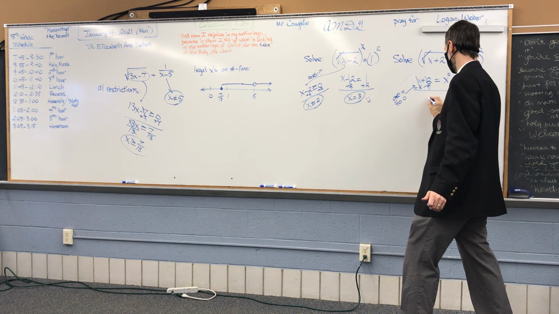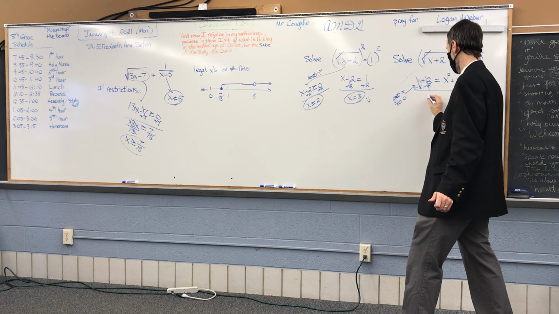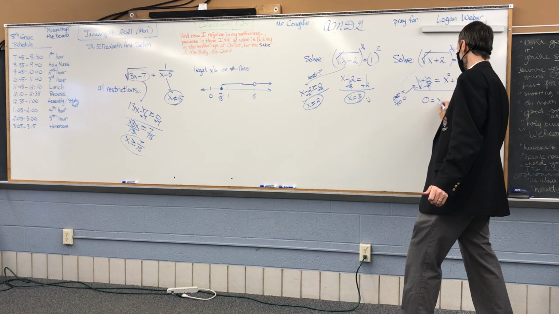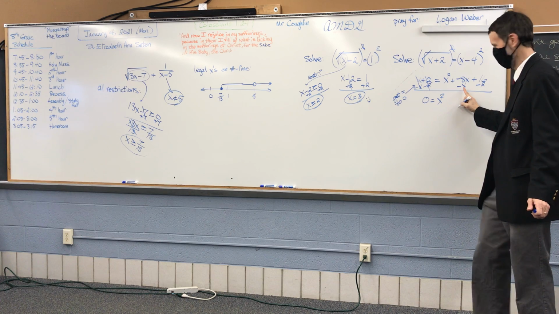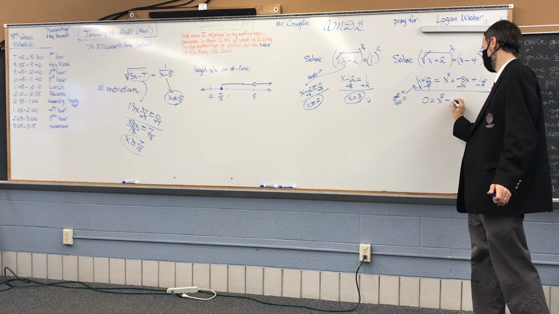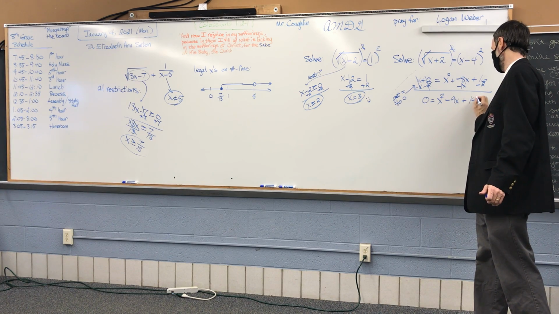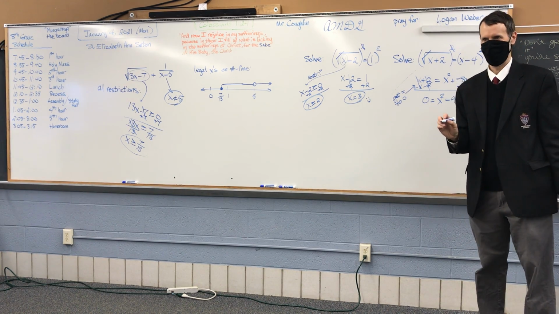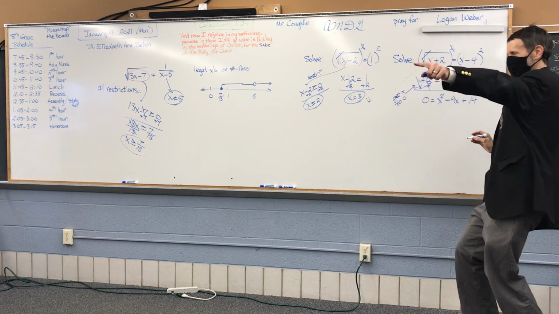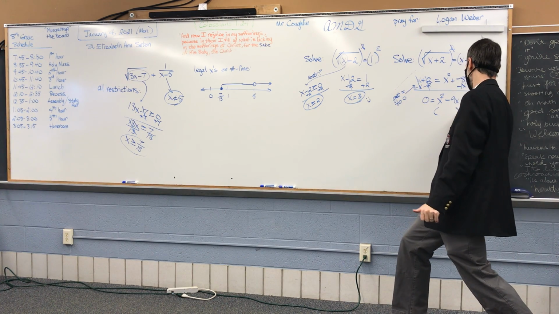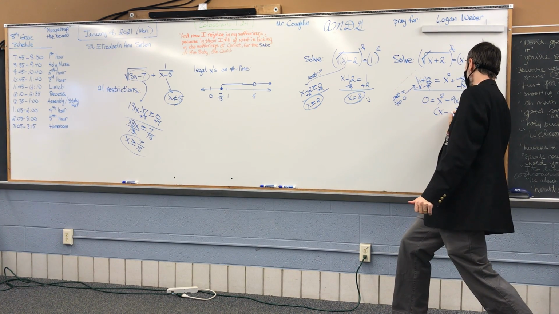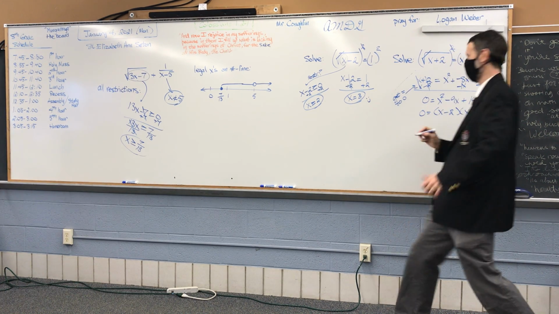Alright, tell me what you get. Cancel, cancel. 0 equals x squared minus 9x plus 14. Does that factor? Yeah. It factors into x minus 2 times x minus 7.